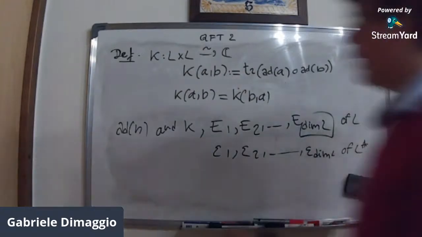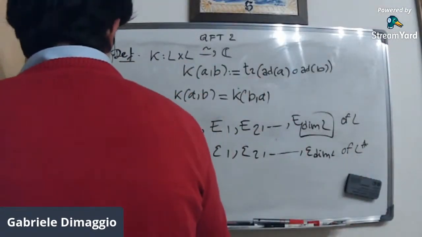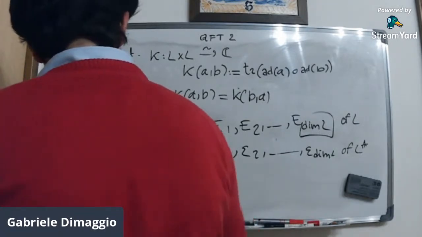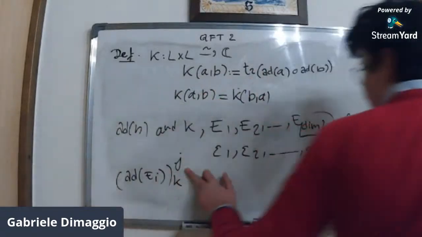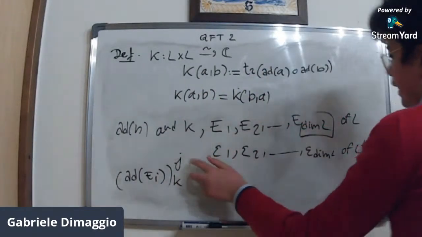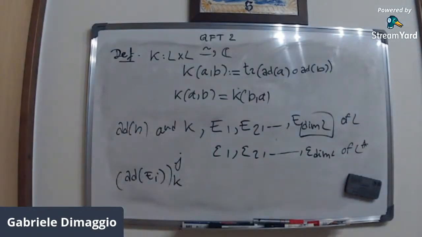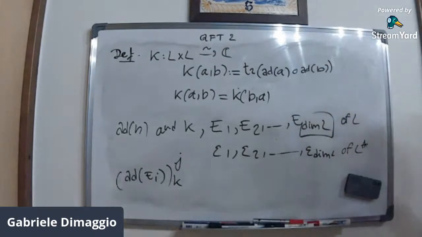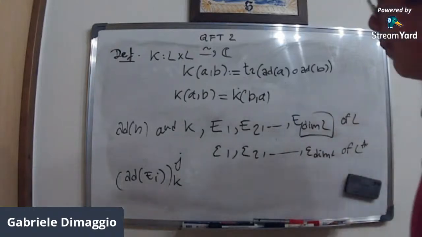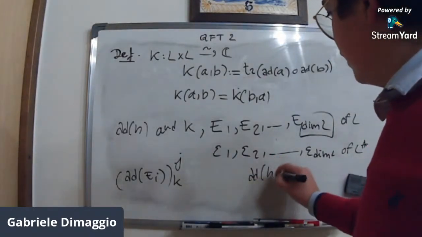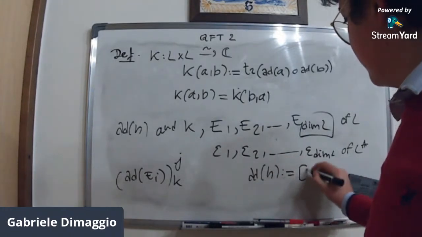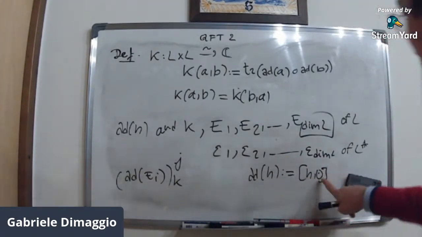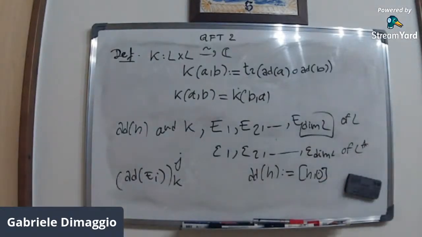And now I have the adjoint map of E_i, E_j, and kappa. Here I have these two indexes, these two things. Why? Because of the definition of the adjoint map, like this. This is an arbitrary element that I can choose.